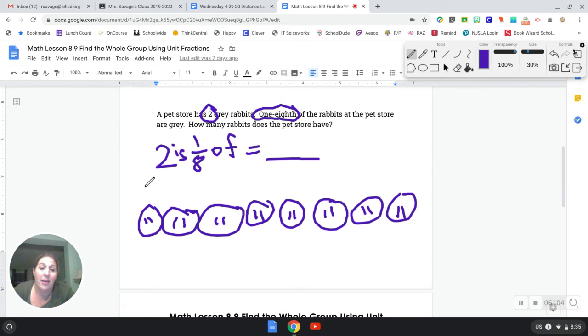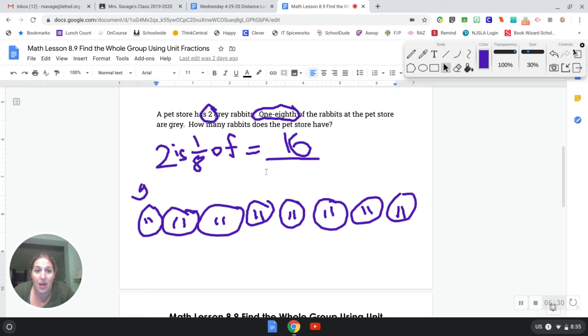I think I can, because these are the gray ones. So 2 were gray. I don't care what other color these are, but I can figure out the total. I'm going to count by 2s. 2, 4, 6, 8, 10, 12, 14, 16. So 2 is 1/8 of 16.